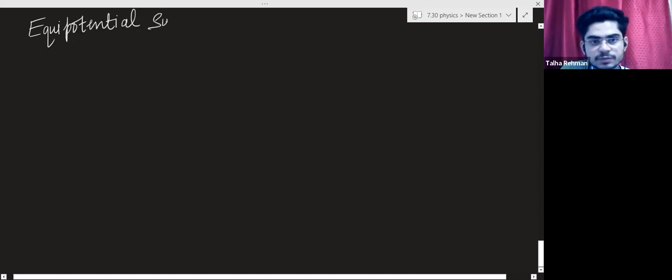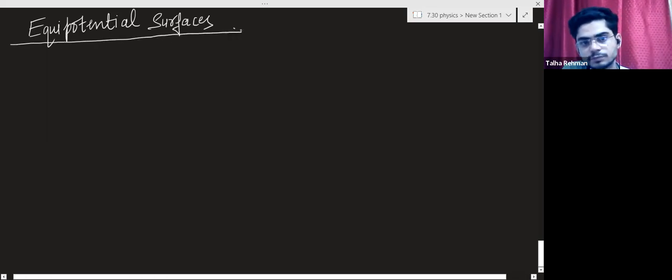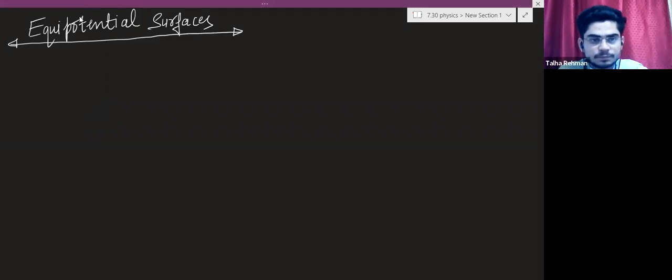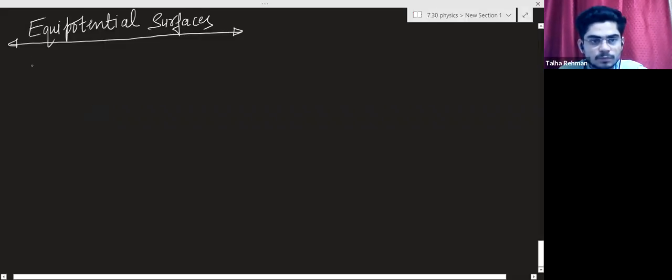Equipotential surfaces. This is our topic. You can see from the name here, equi means same, potential means potential, same potential. So equipotential surfaces are the surfaces on which the potential of every point is same.